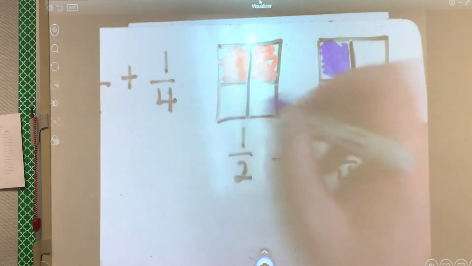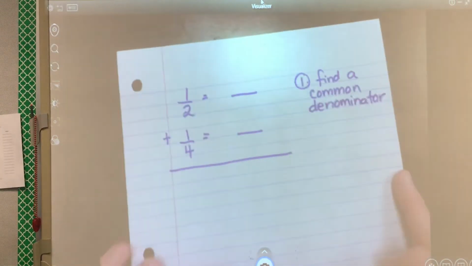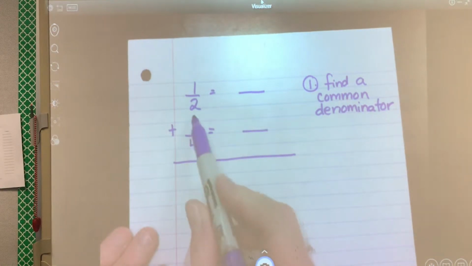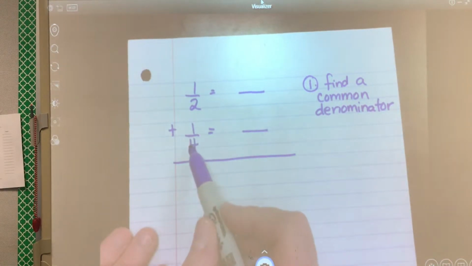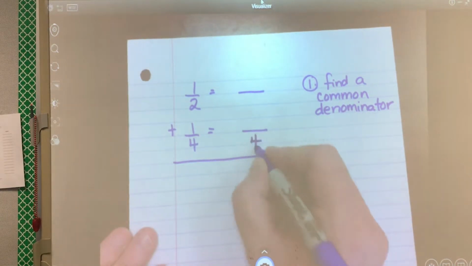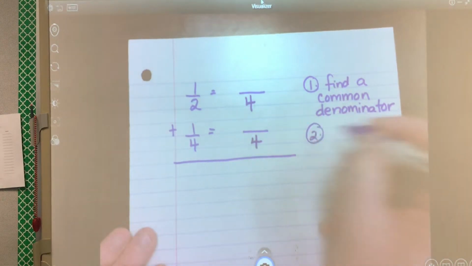I made fourths on both sides. So I'm going to do the same thing over here. And remember I said for right now, your common denominator, until we get good at this, will be the larger of your two numbers on the denominator sides. Okay, so we're going to make this a fourth and this a fourth. My second step that we talked about in class today was to multiply across.